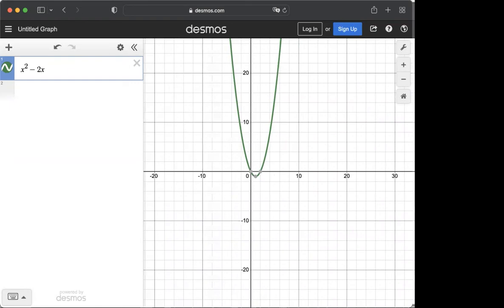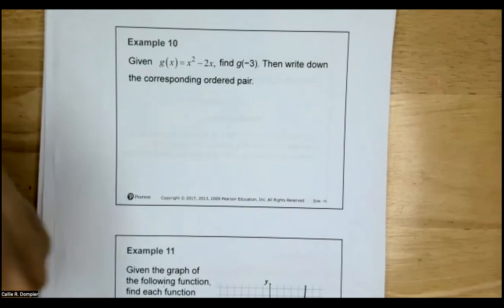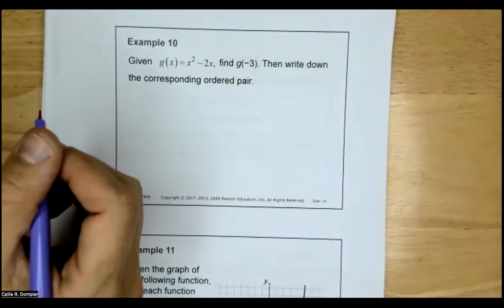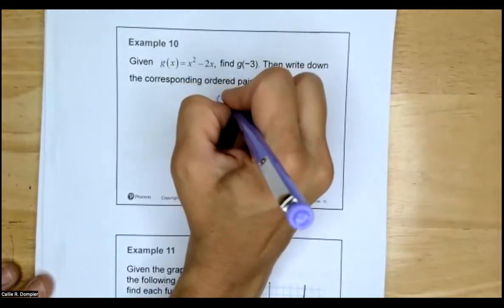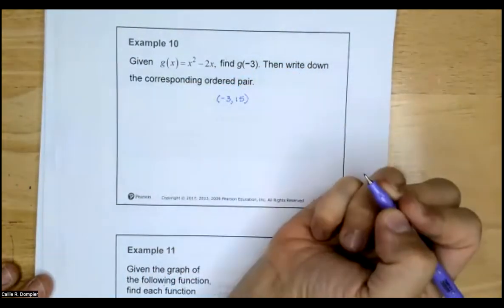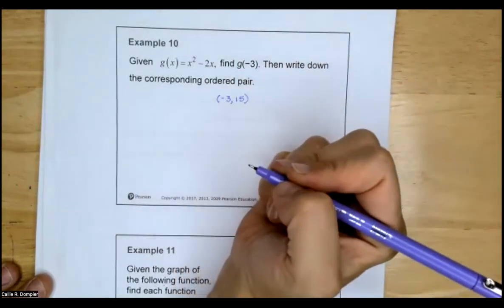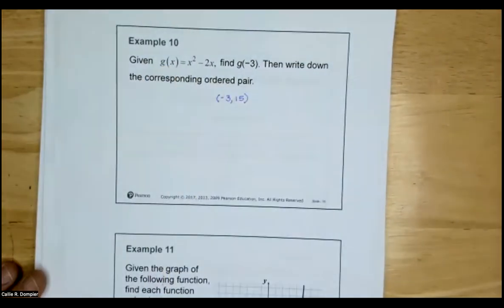All right, the last two examples just give different ways to answer this question. So given that g of x equals x squared minus 2x, find g negative 3, then write down the corresponding ordered pair. We actually just did this. I apologize. So the corresponding ordered pair is negative 3, 15, because we input negative 3, we got out 15.